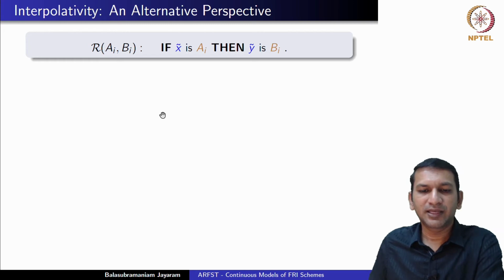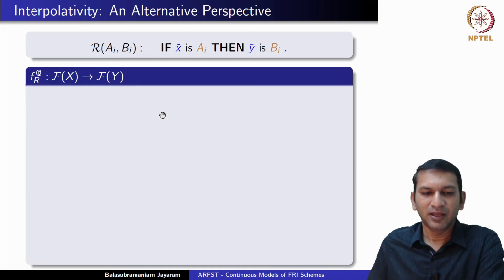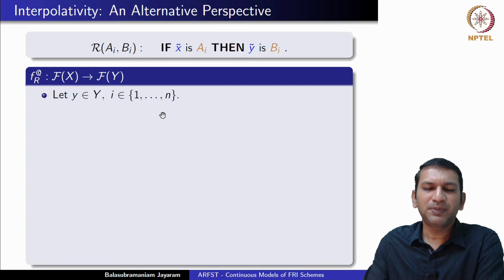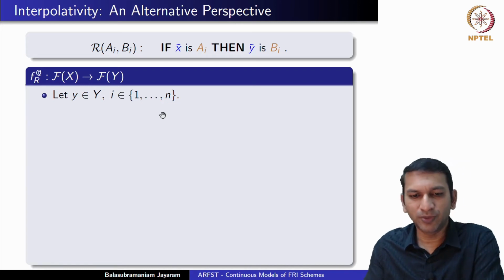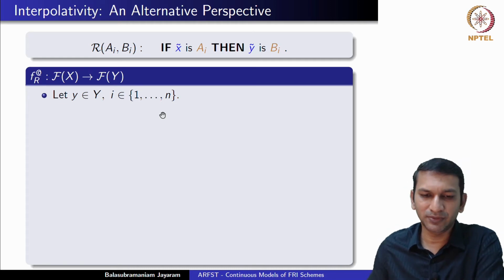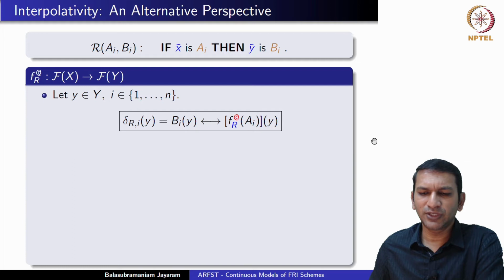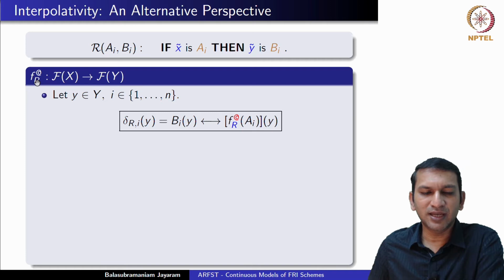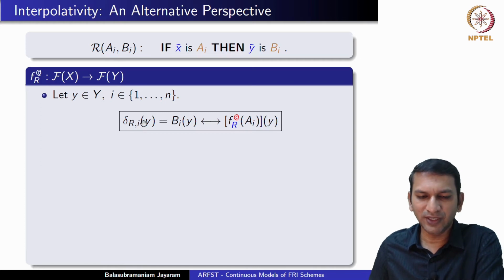Now, given a CISO rule base, we are looking at the adjoint function of an FRI as a mapping from F of X to F of Y. Let's pick a y from the output domain Y, and i can be anything from 1 to n, just an arbitrary index. Let's define this function delta R i. Note that this R is arbitrary, any R that we are using in the FRI to represent the rules. This i is fixed, y is fixed.